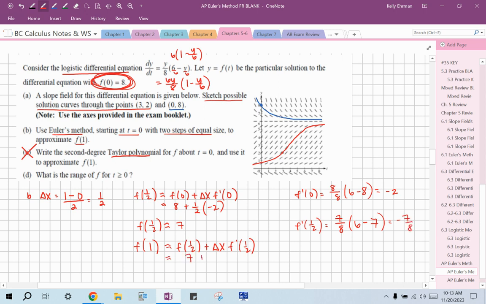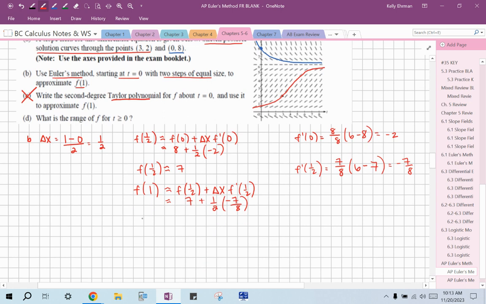So 7 plus 1/2 times -7/8, which is -7/16. Not very pretty. 7 minus 7/16. Now, you don't have to simplify your answers, so don't bother wasting time doing 7 times 16 and adding all of that up. That's good enough. Okay, and then we're not doing part C.